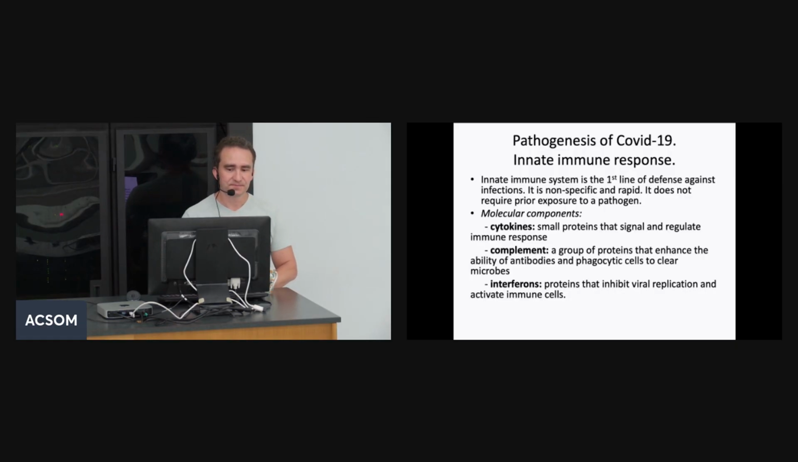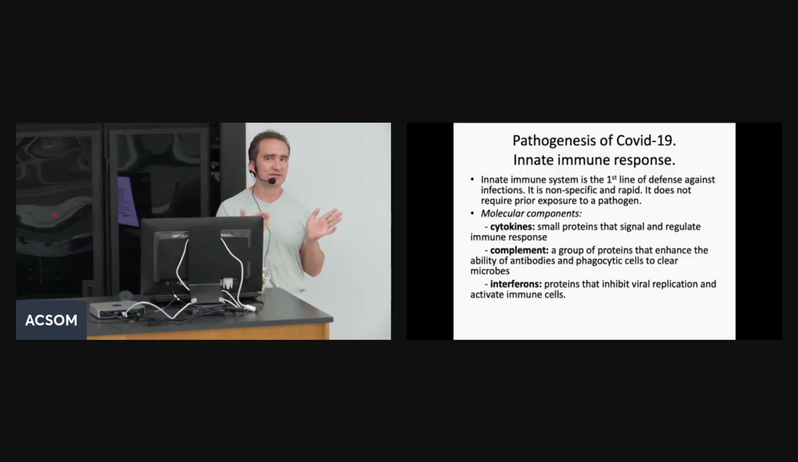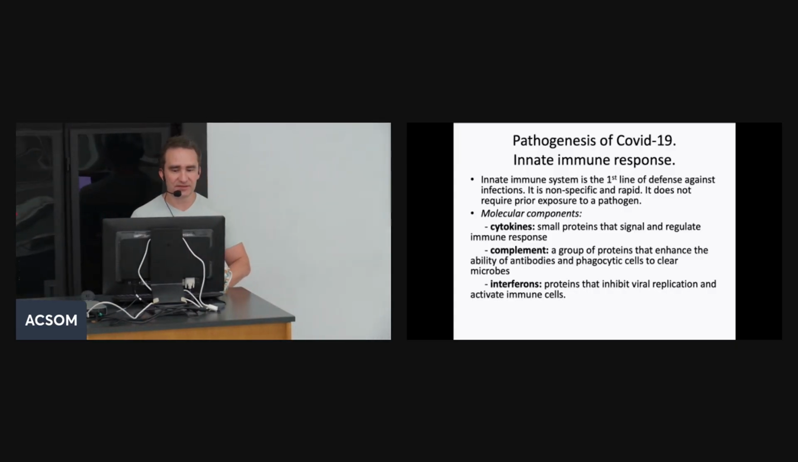There are different molecular components of this innate immune response. Cytokines are small proteins that signal and regulate the immune response. They can be pro-inflammatory, anti-inflammatory, and have other effects. Complement is a group of proteins that enhance the ability of antibodies and phagocytic cells to clear microbes. Some complement molecules can create holes in the cell membrane of bacteria or viruses and kill them. Interferons may also inhibit viral replication and activate immune cells.